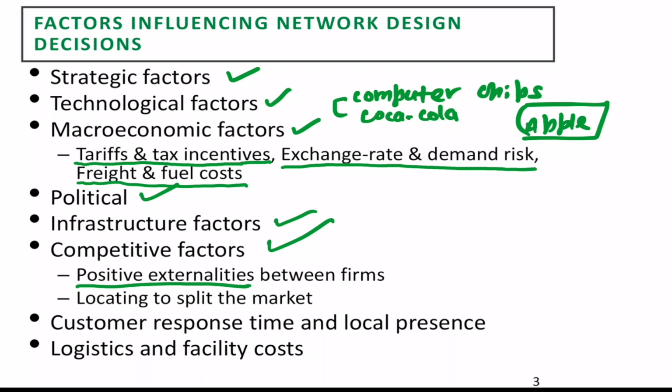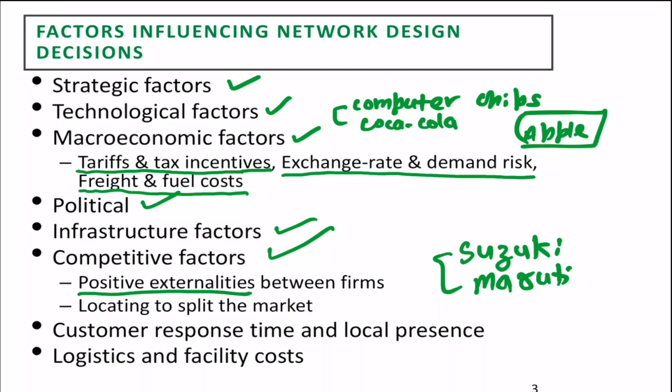Another example is of a Japanese automaker, Suzuki, which had a partnership with the Indian automaker called Maruti. So when setting up a manufacturing plant, Suzuki had to develop a network of suppliers. And once a good supplier base was developed in India, it made it easier for many other automakers to come in and benefit from that. When there are no positive externalities, then companies try to locate in such a way that they can get the maximum possible market share.